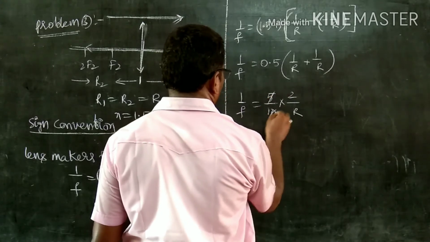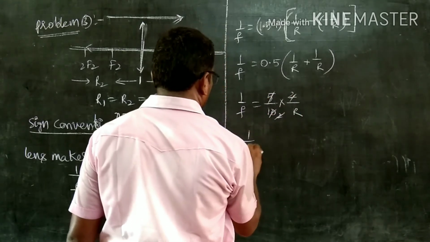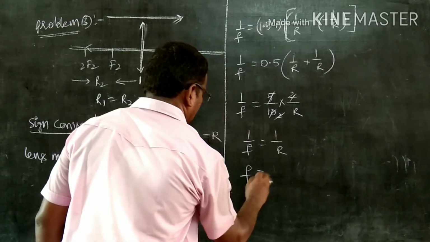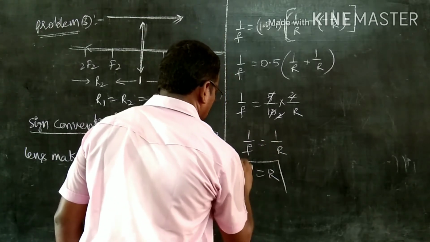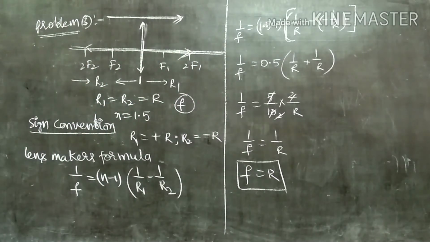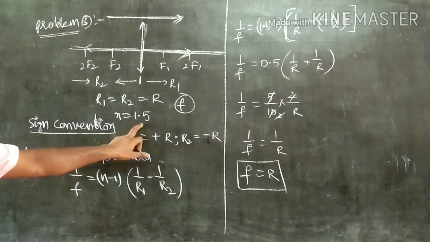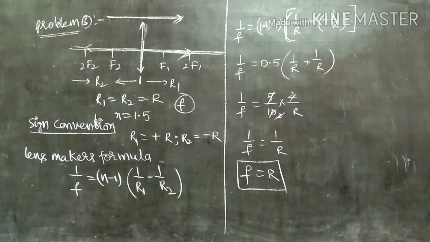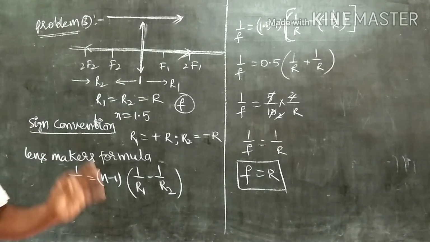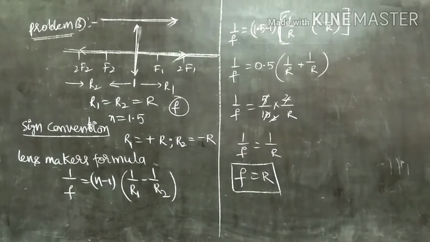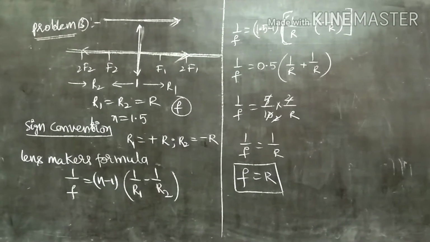5 ones are 5, 5 twos are 10, so the 2 will get cancelled. Now we get 1 by f is equal to 1 by R. Then f is equal to R. This is the value of focal length of a double convex lens whose refractive index is 1.5 with equal radii. So while solving the problem, first of all we should read the problem in a thorough manner. Then and there only we can solve the problem easily.